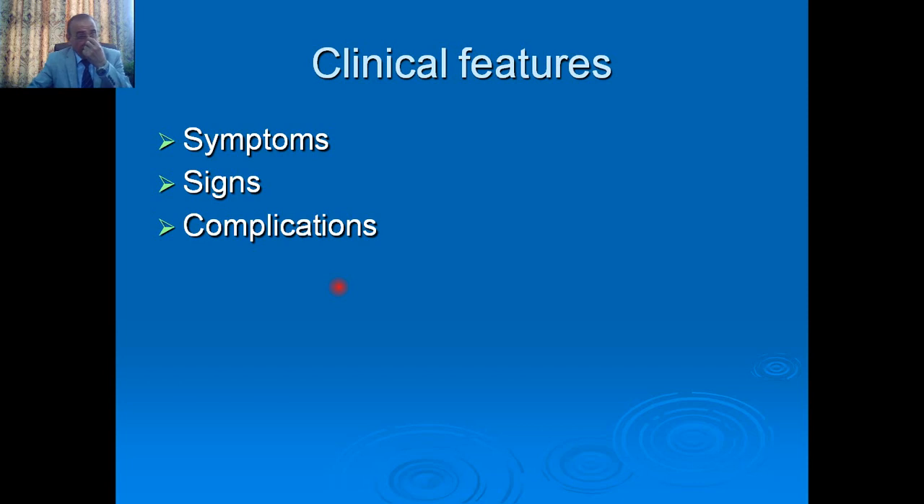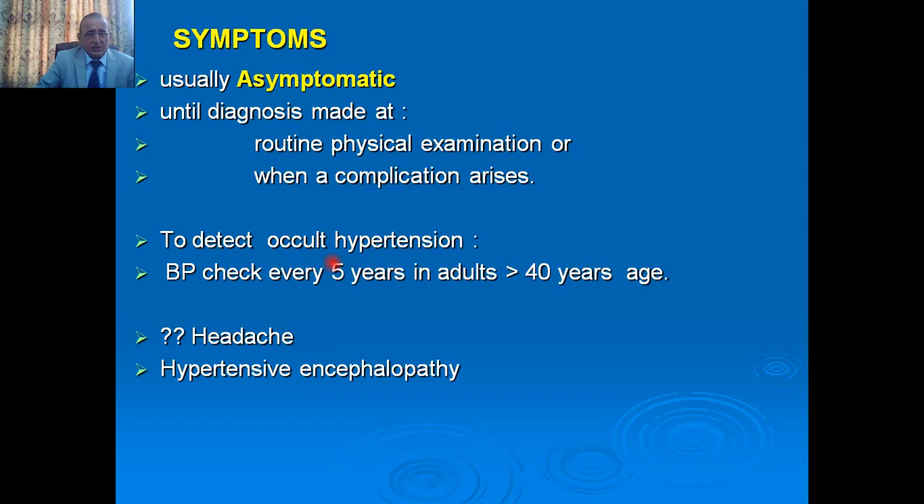Now, what are the clinical features of hypertension? What are the signs and symptoms and complications? We'll talk about complications also. Regarding symptoms, it is strange to tell you that hypertension is asymptomatic. You don't have any symptom until the diagnosis is made, on routine examination or when you have a complication. And that's why, to detect occult hypertension, it's advisable to check blood pressure in every patient above 40 every 5 years, although people will not believe in this.